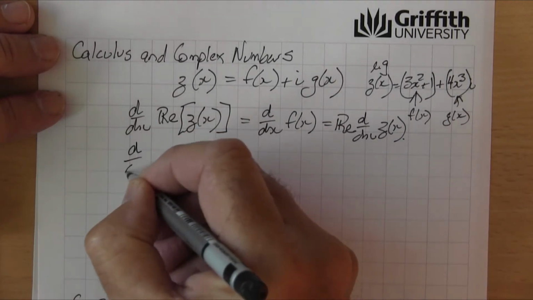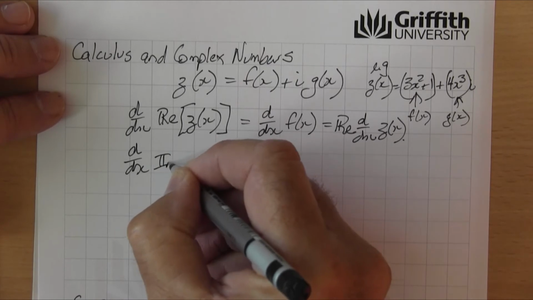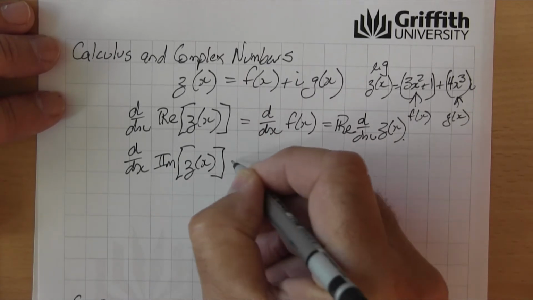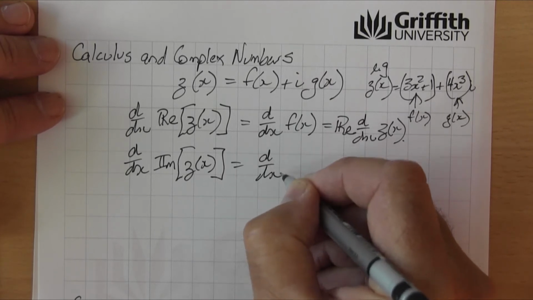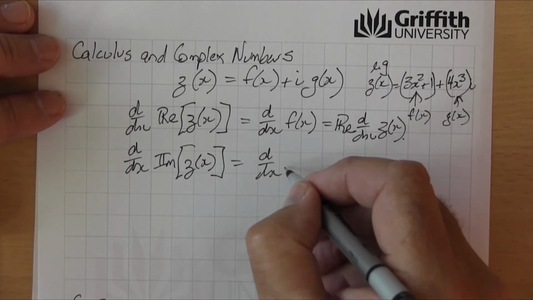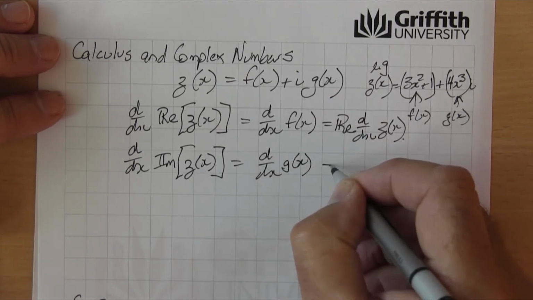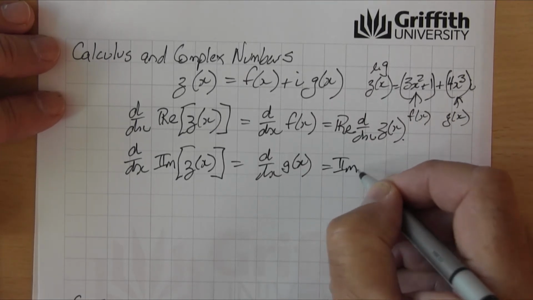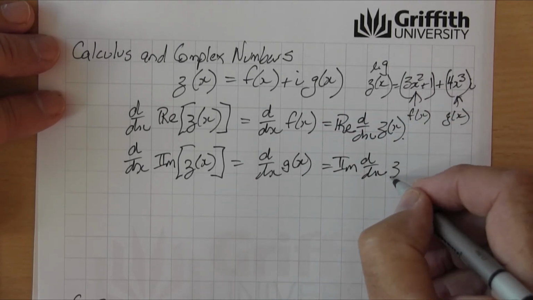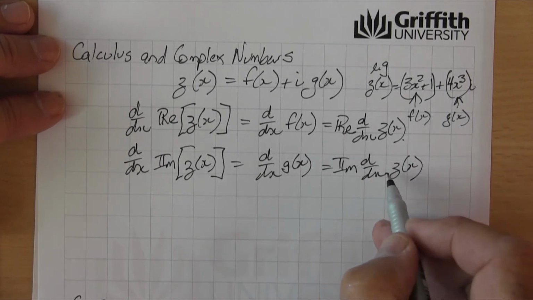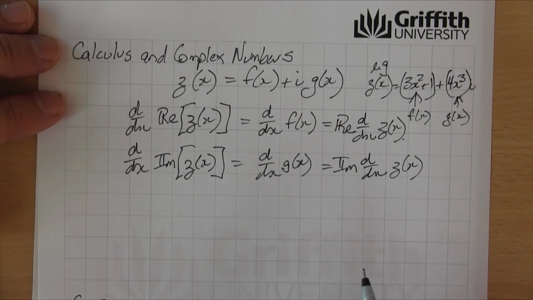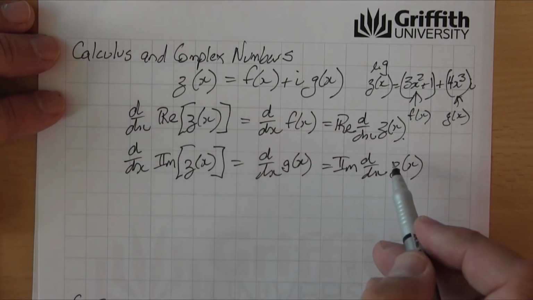Likewise, the derivative with respect to x of the imaginary part of z of x. This is the derivative with respect to x. Now what is the imaginary part of z of x? The imaginary part is g of x. And that will be equal to the imaginary part of the derivative with respect to x of z of x, because the imaginary part of z of x is equal to g of x. Those are the rules for the derivatives.